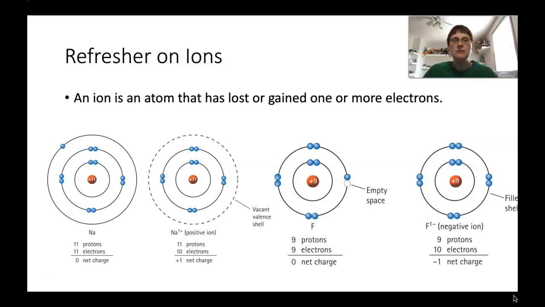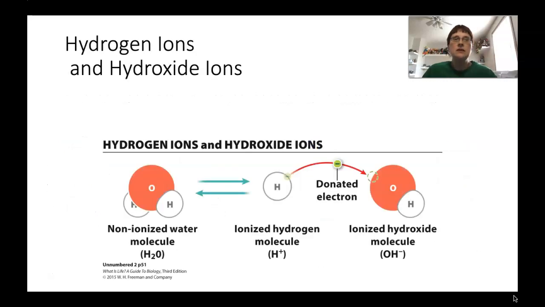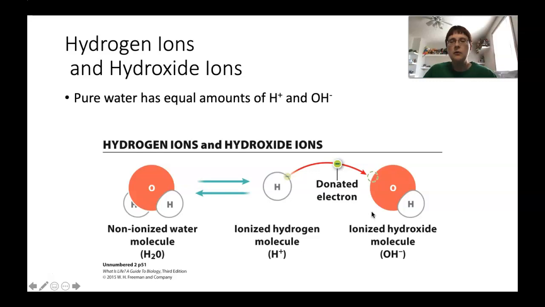One of the things we're going to look at first are acid-base reactions. These involve ions. Remember, ions are atoms that have lost or gained one or more electrons. Specifically, what we're going to be looking at are hydrogen ions and hydroxide ions. Pure water has equal amounts of these, and you can see they're written as H plus and OH negative.